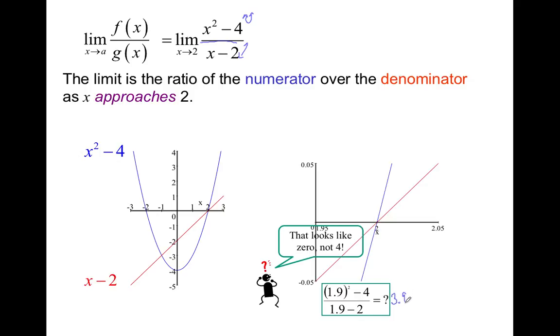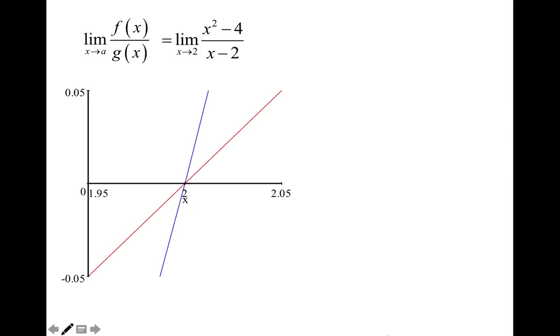Not 4, but close to 4. Crazy, right? It's the ratio that's the important thing. So again, let me make that even bigger, since I can think of these functions as their tangent lines as I get close.